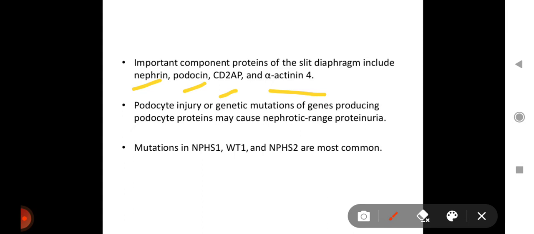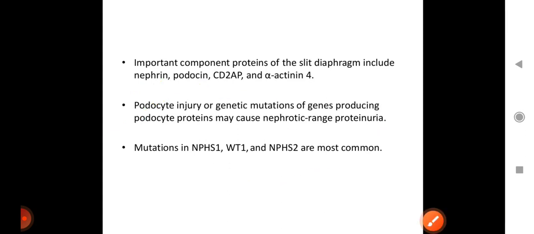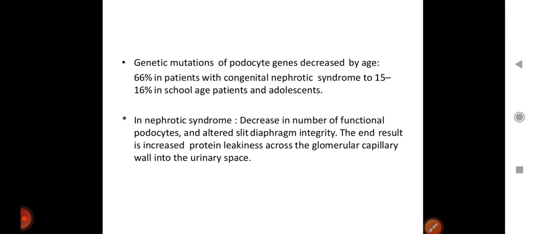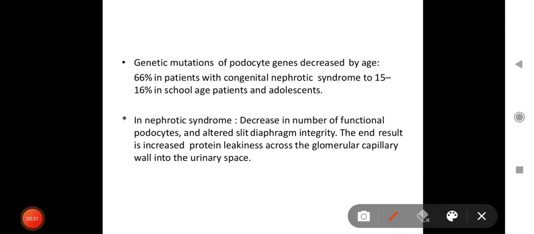A podocyte injury or genetic mutation of genes producing podocyte proteins may cause nephrotic range proteinuria. So any injury to podocytes will lead to nephrotic range proteinuria. Common mutations NPHS1, WT1, NPHS2 are the most common mutations seen. Genetic mutations of podocyte genes decrease by age, around 66% in congenital nephrotic cases, which decreases to around 15% in school age patients or adolescents. So as age increases, the probability of genetic mutations of podocyte genes decreases.